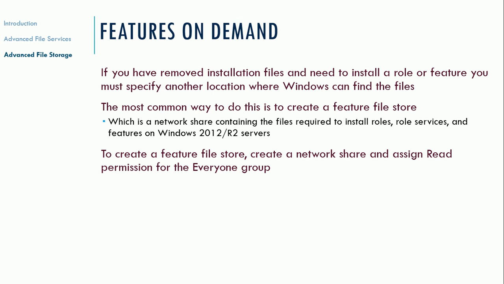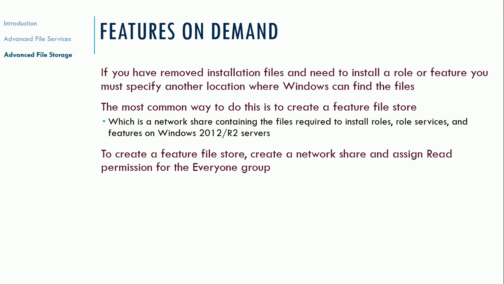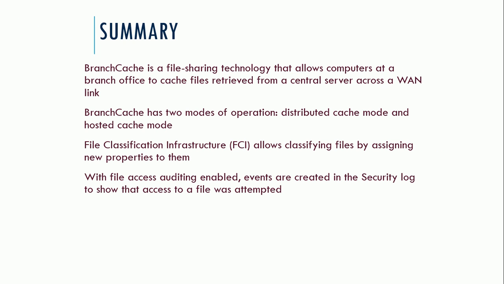All right, so the most common way to do this is to create a feature file store, which is a network share containing the files required to install roles, role services, and features in Windows 2012. This is if you need to install features after you remove everything. So to create a feature file store, you're going to create a network share and assign read permission for the Everyone group, and then you'll be able to install things off of the network share. So that's features on demand.